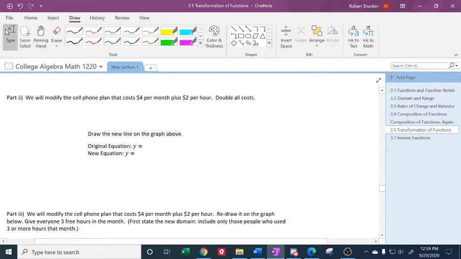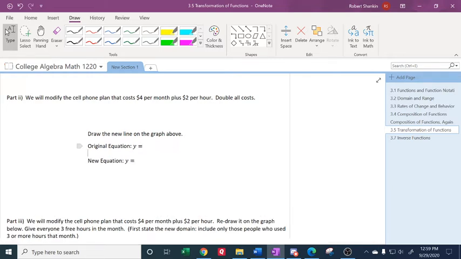We'll modify the cell phone plan that costs $4 per month plus $2 per hour. What you're going to do is double all the costs. So I'm going to write what the original equation was, and then the new equation, just like I had done. And then you're going to draw the new line on the graph up above. I'll give you a minute.